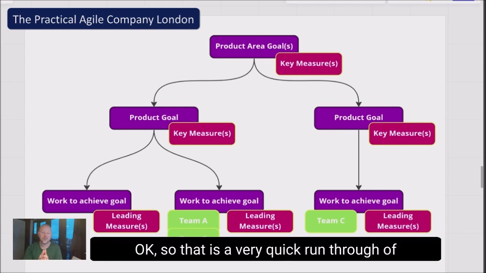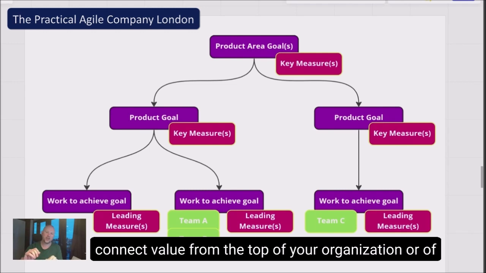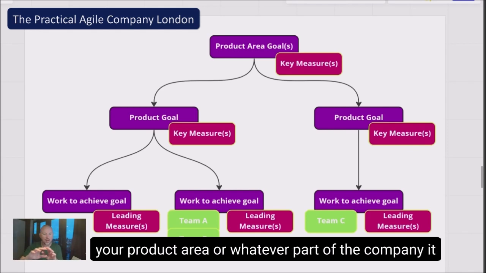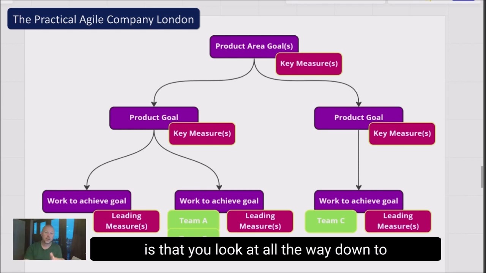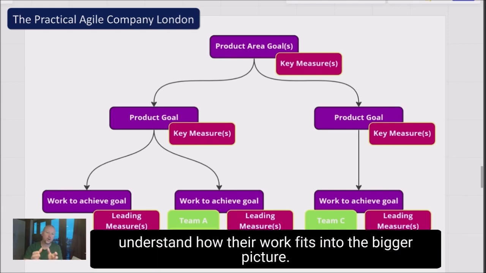Okay, so that is a very quick run through of how you can use a value tree in order to connect value from the top of your organization, or of your product area, or whatever part of the company it is that you look at, all the way down to the individual work items, and help teams to understand how their work fits into the bigger picture.